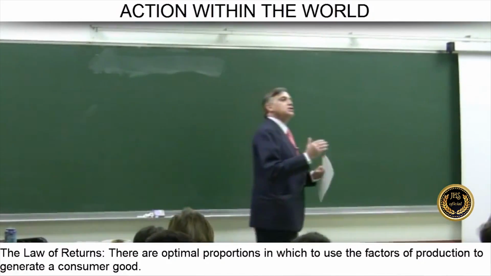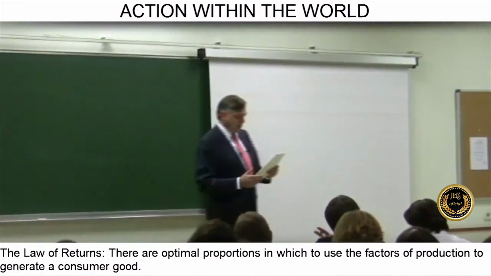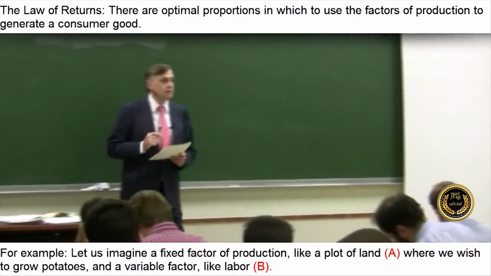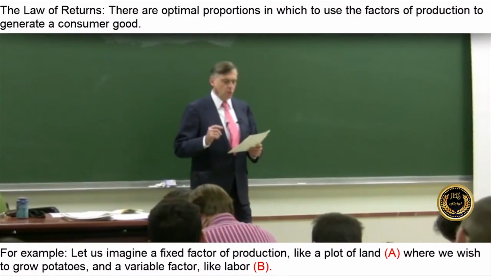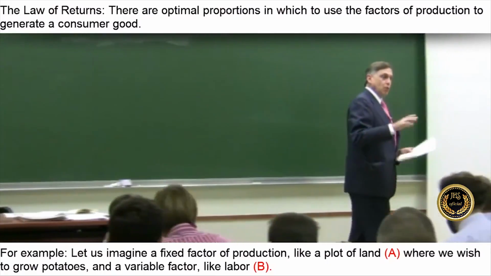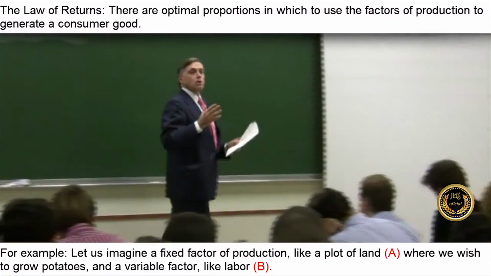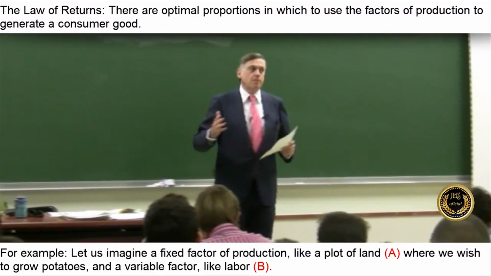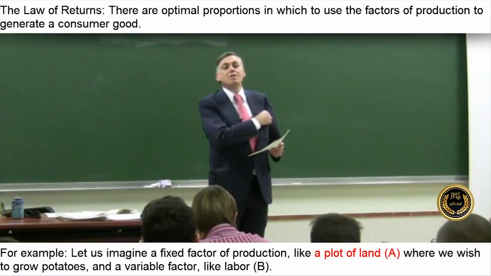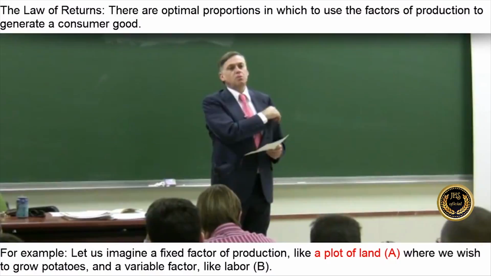Since the law tells us there are optimal combinations of productive factors for producing a consumer good, we will suppose there are two factors of production. We'll call one factor of production A, and we'll call the other factor of production B. We'll limit ourselves to two factors to keep the explanation simple. So you can visualize it, we could make factor of production A a natural resource, a plot of land, for example, or a capital good, and then we can study the factors in greater detail.